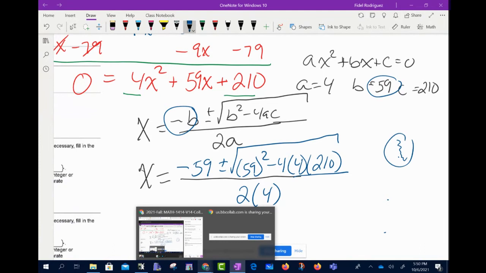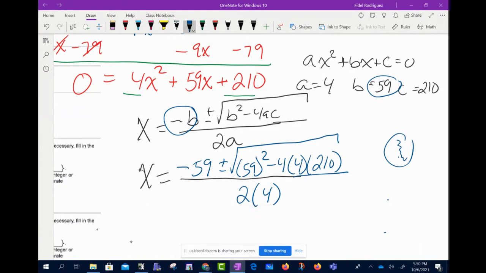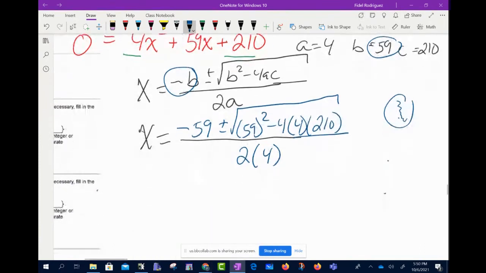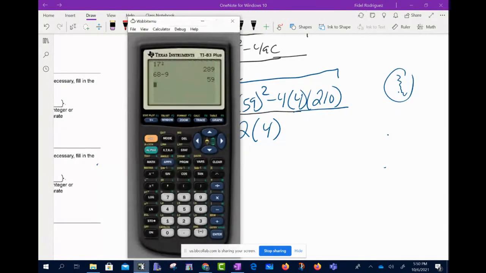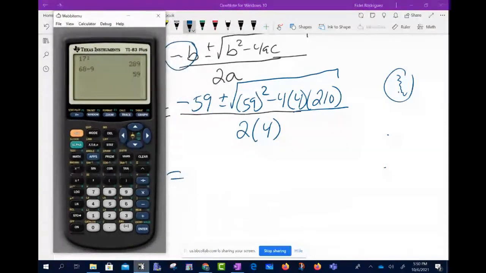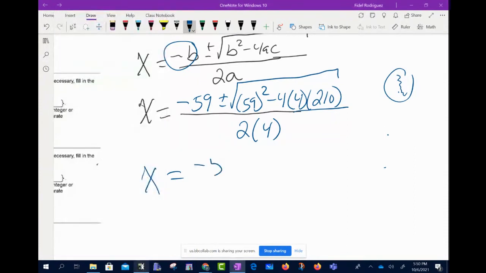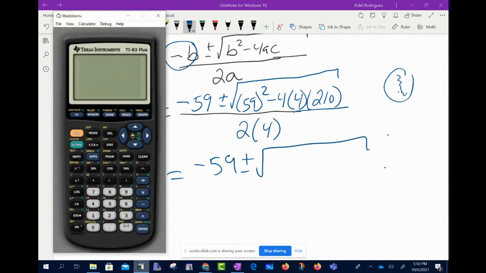Okay, so let me do this. I think if I do it this way, my calculator will come up. Is the calculator coming up for y'all? Can you see the calculator too? Yes. Okay, awesome, good. So look, guys, I'm going to write negative 59 plus or minus, and I'm going to use my calculator.